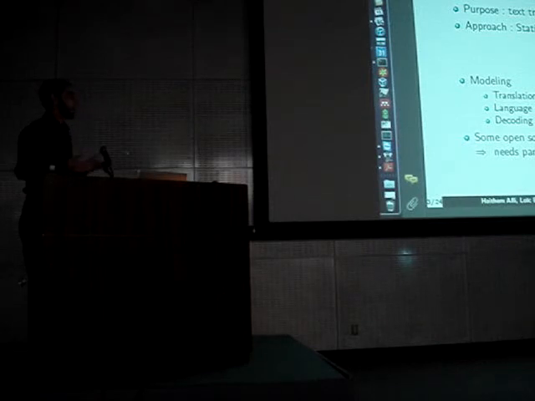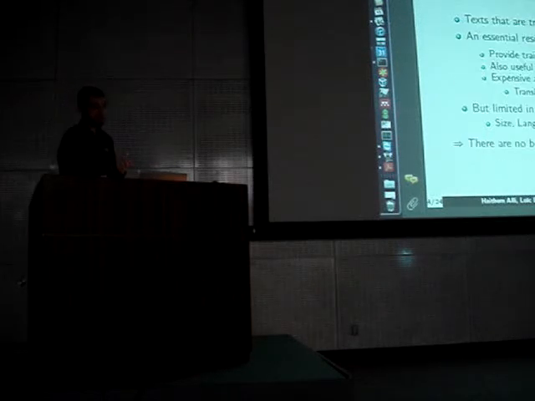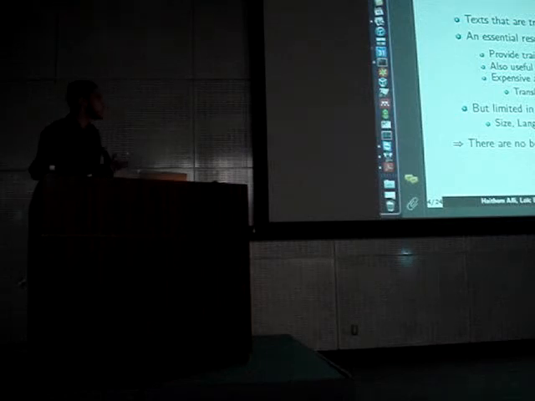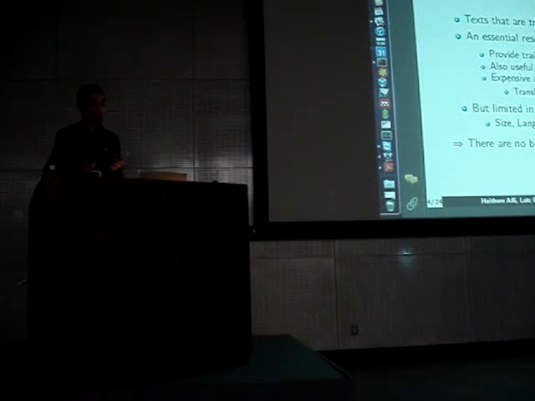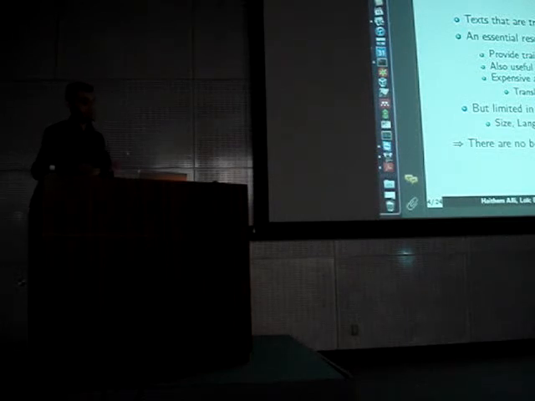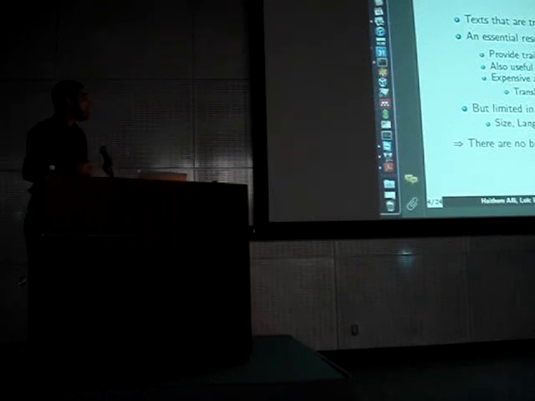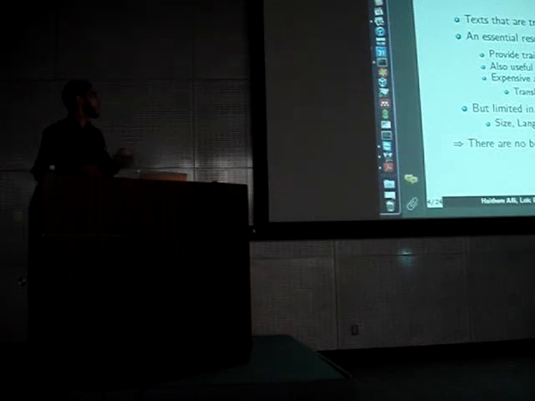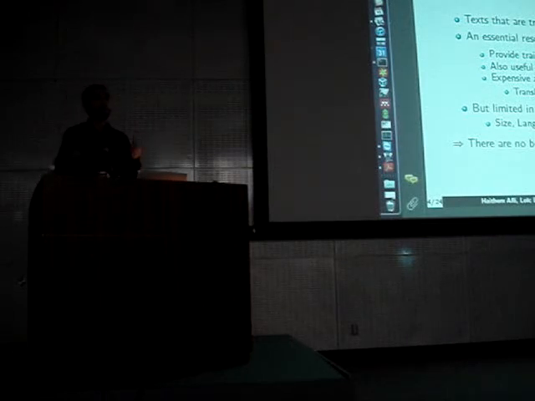Actually, there are existing tools like Moses and Joshua, which implement this method, but we still have a problem of parallel data, which represents texts that are translations of each other, and is an essential resource for machine translation and other NLP applications, because they provide training data for translation models. But the problem is they are expensive and time consuming to prepare, in order to translate and to prepare the sentence alignment, and they are also limited in size, language, and domain.